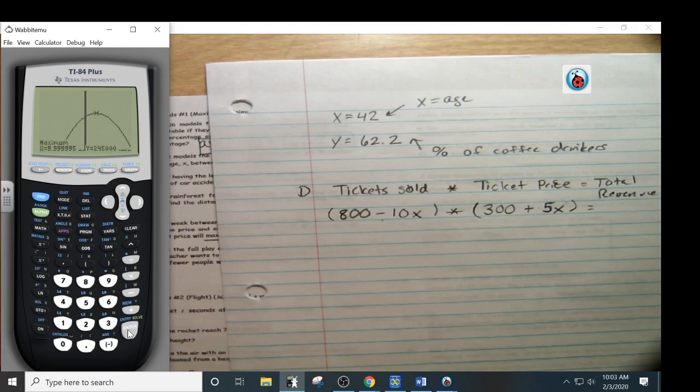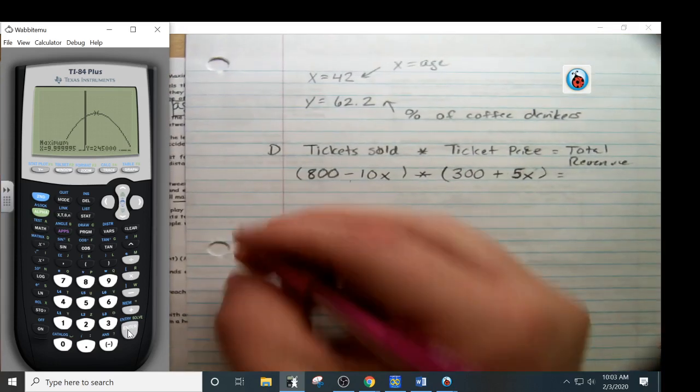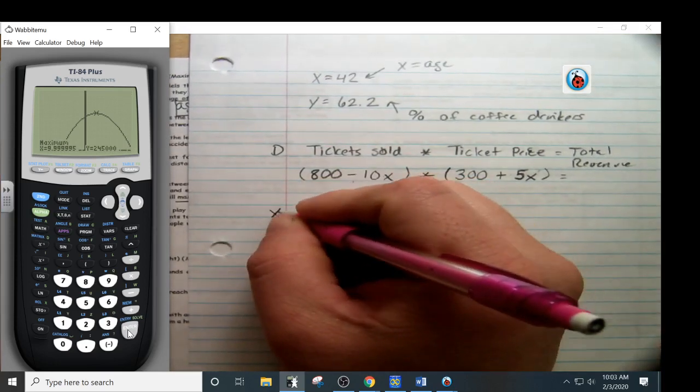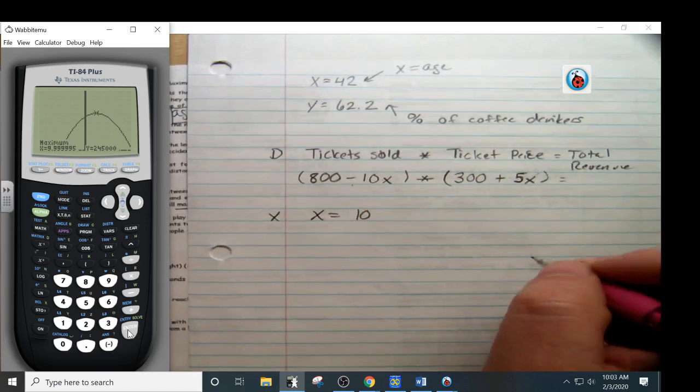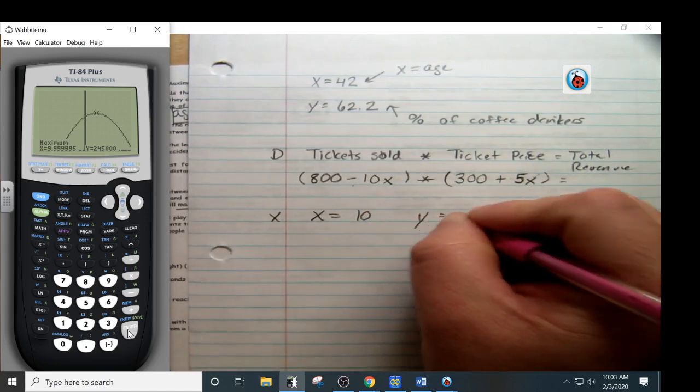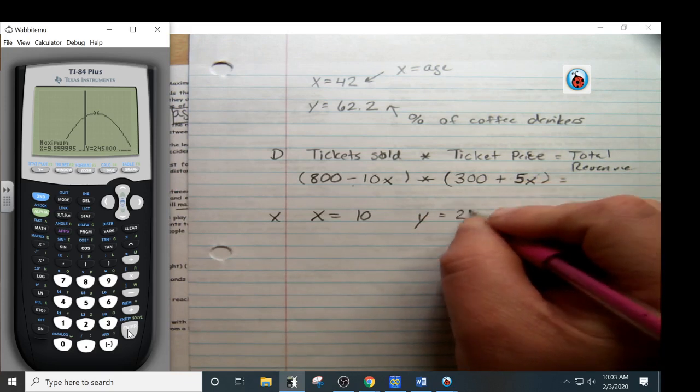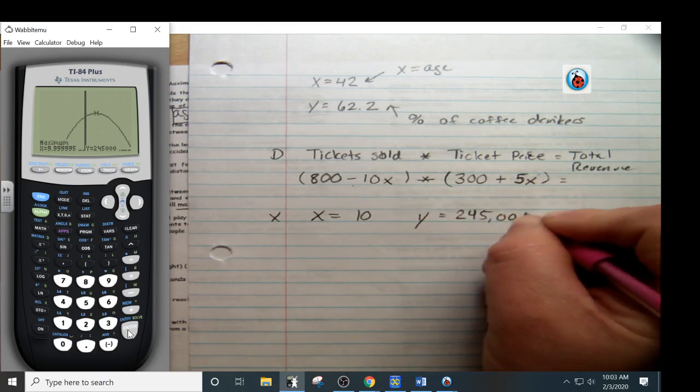All right, now, so let's write this down. We got x is equal to 10, if I round it. Y is equal to 245. Okay?